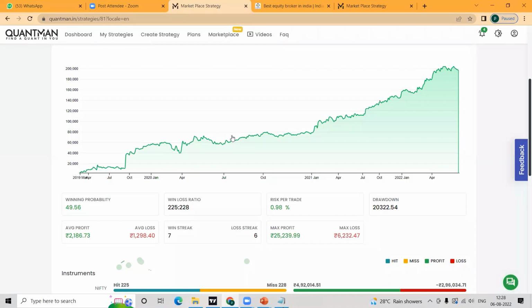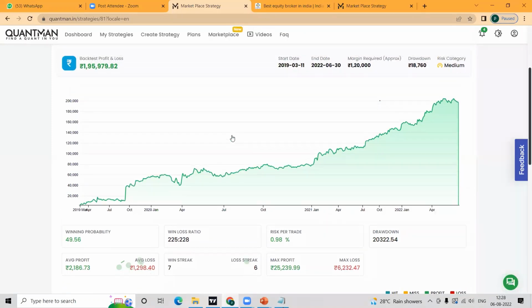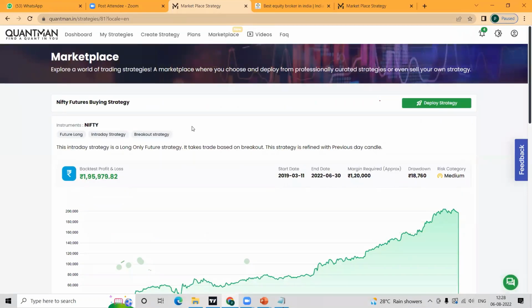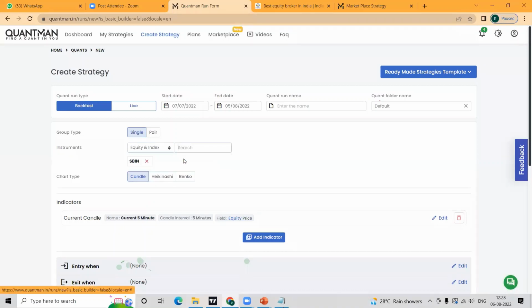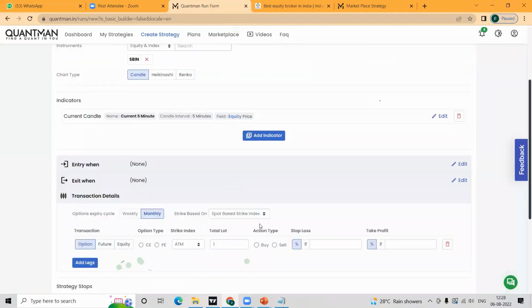Is it only for index or equities options also? It is my mistake, madam, because I did not take the equity part. You can do that. Go to create strategy. Instead of futures and options, you may choose equity and index. You may put State Bank of India cash segment also, madam. You will do that, madam.